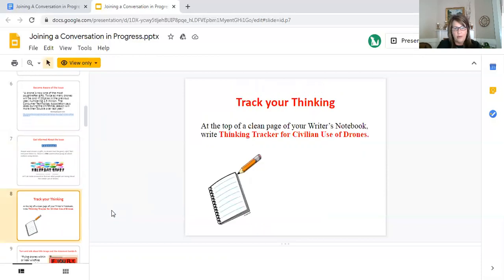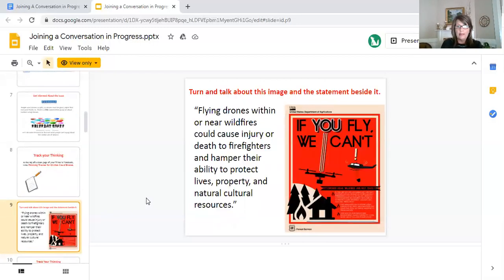But at this point, we want a clean sheet. So turn the page in your notebook or scroll down if you're using a digital document. And we're going to track our thinking. So you can write "thinking tracker for civilian use of drones" at the top of your notebook page. We're going to track our thinking as we learn more and more about this issue. So let's start learning.